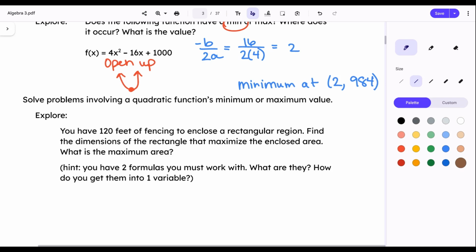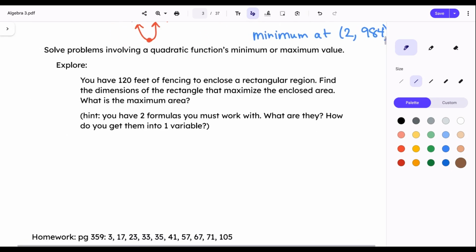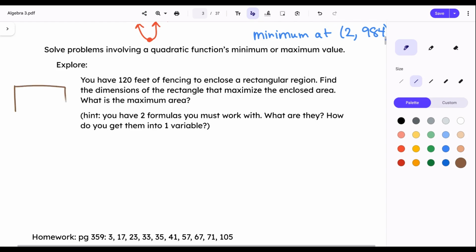We want to find the maximum area. We've got two formulas that we have to work with here. What are they, and how do we get them into one variable? Well, we're talking about a rectangle. And we all know what a rectangle looks like. And we know that a rectangle has a length and a width.